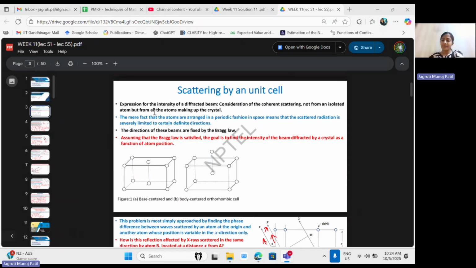So in this case, if it's coherent scattering, you might also say that the scattering is happening due to the atoms which are arranged in a periodic fashion in spatial location, and the scattered radiation is severely limited to only certain directions. The directions of these beams are then fixed by Bragg's law, and we can consider that the intensity of the beam which is diffracted by the crystal is a function of the atom position in that particular plane.